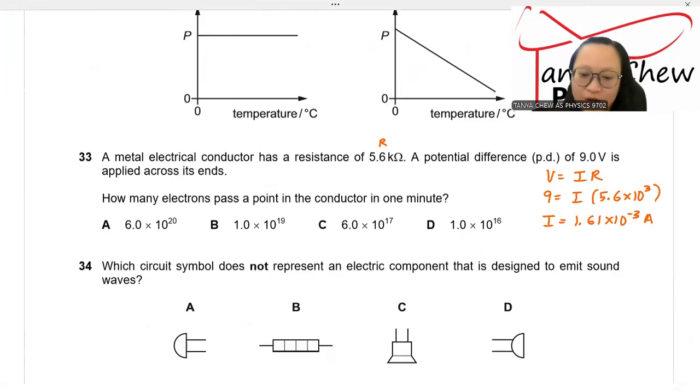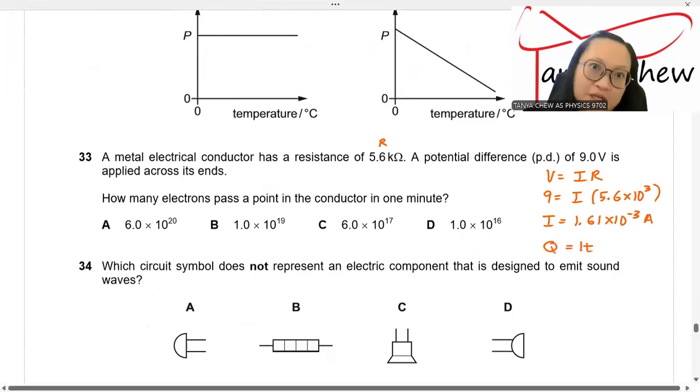How many electrons? So do you still remember Q? Q is equal to IT, right? But Q represents the total charge. The total charge can be calculated from the number of electrons times the charge of one electron, because after all, it is not just one electron that flows through the conductor. There are many electrons, but how many? So Q is equal to IT.